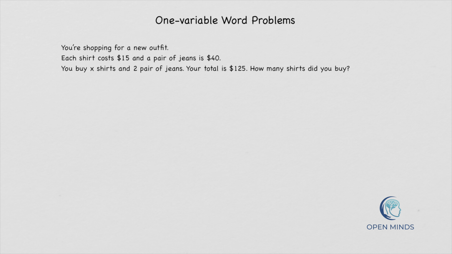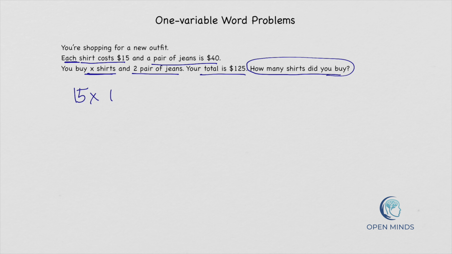All right, so we have a lot of values here. We know that each shirt, and we associate "each" with multiplication, costs $15. A pair of jeans is $40. You buy x number of shirts and 2 pair of jeans. Your total is $125. How many shirts did you buy? So we know that a shirt is $15, and we're going to represent the number of shirts with x. Plus, you purchase 2 pair of jeans that are $40 a piece. And your total is $125.